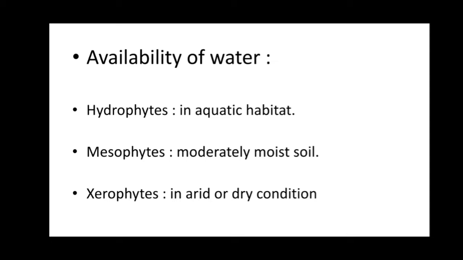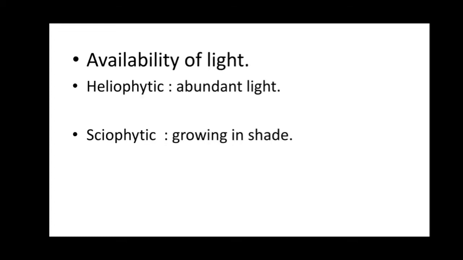Now, the classification of community on the availability of water. Number one, hydrophytes are plants that develop and grow in aquatic habitats. Number two is mesophytes. These plants require moderately moist soil. And number three is xerophytes. Xerophytes grow in arid or dry conditions like deserts. Now, the availability of light. The classification of community on the availability of light: heliophytes, where abundant light is required, and sciophytes, which grow in shade, right?